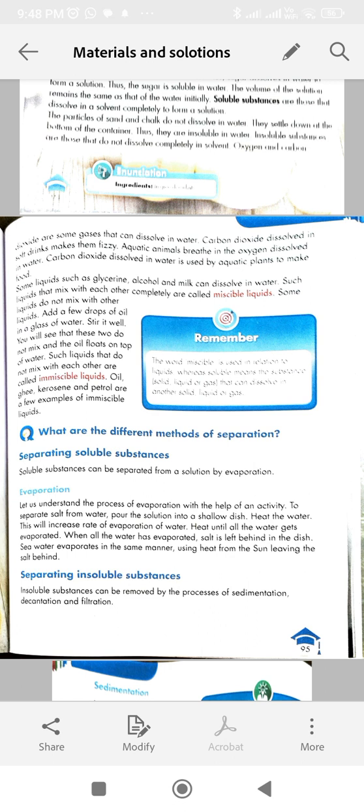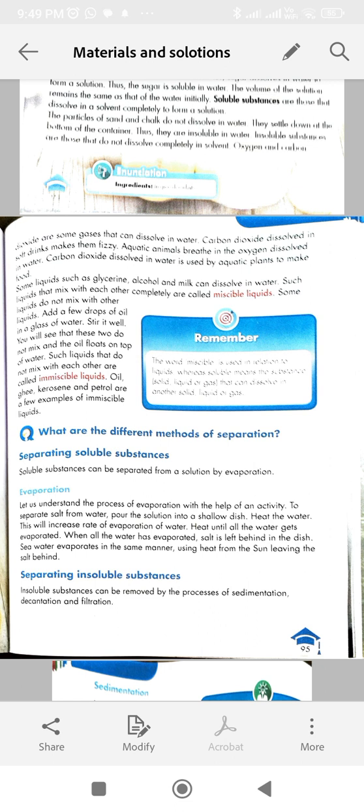Such liquids that mix with each other completely are called miscible liquids. Some liquids do not mix with each other. Add a few drops of oil in a glass of water. Stir it well. You will see that these do not mix and the oil floats on top of water. Such liquids that do not mix with each other are called immiscible liquids. Oil, ghee, kerosene and petrol are a few examples of immiscible liquids.